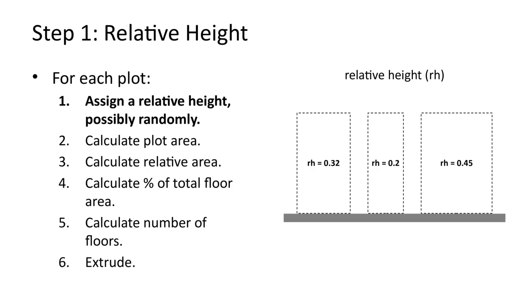The first step is to assign a set of relative height values. These can be values in any range. Here we use values between 0 and 1. The heights are relative to one another. So if one building has a relative height of 0.45, then it is higher than another building with a relative height of 0.32. These numbers can be assigned according to some other rules, or can be generated randomly.